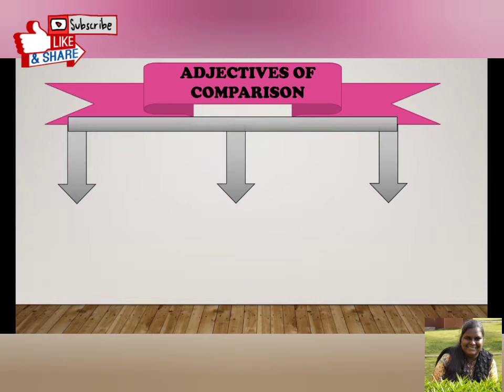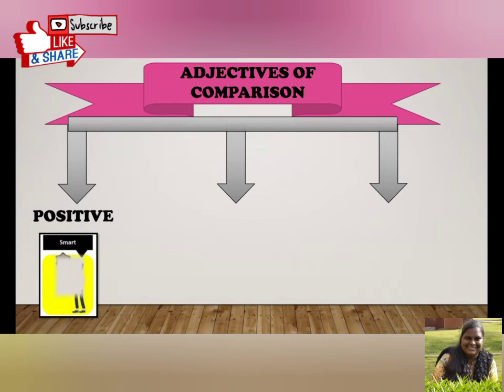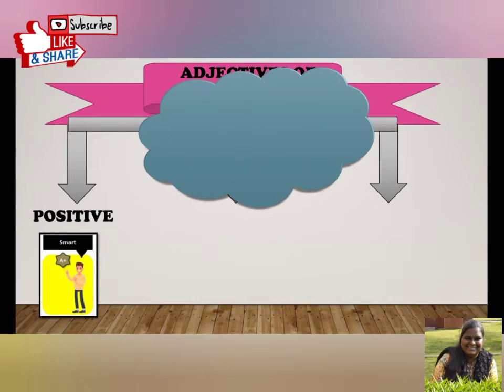Adjectives of comparison have 3 degrees. The first one is positive degree. What does the positive degree do? It speaks about one single person. As you can see, there's only one person. Let's understand now.